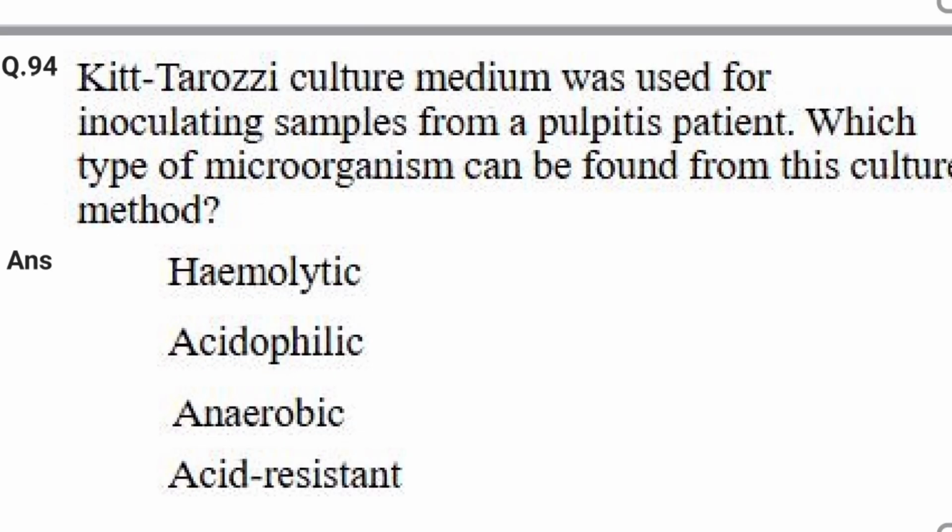Let's see the next question. Kit Taroji culture medium was used for inoculating samples from a pulpitis patient. Which type of microorganism can be found from this culture method? Options are hemolytic, acidophilic, anaerobic, acid resistant. For this, the correct answer is anaerobic.